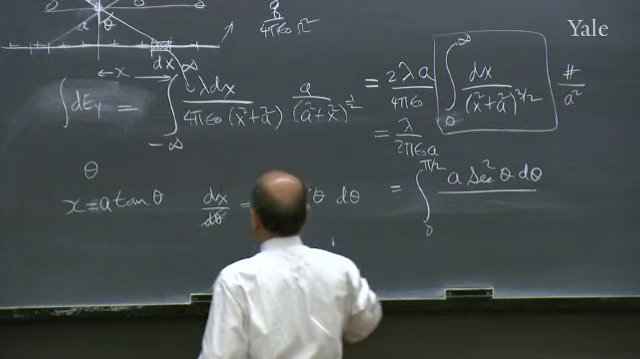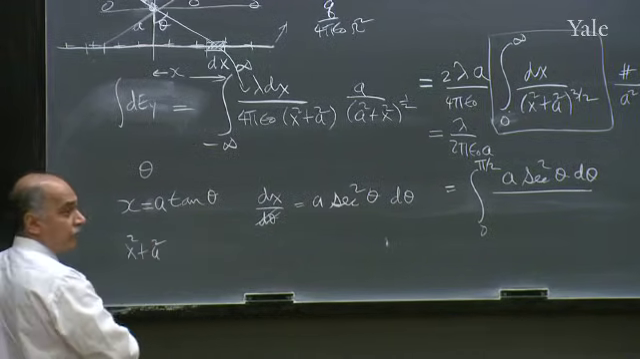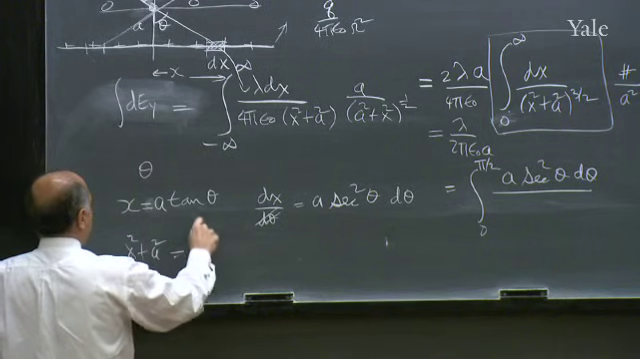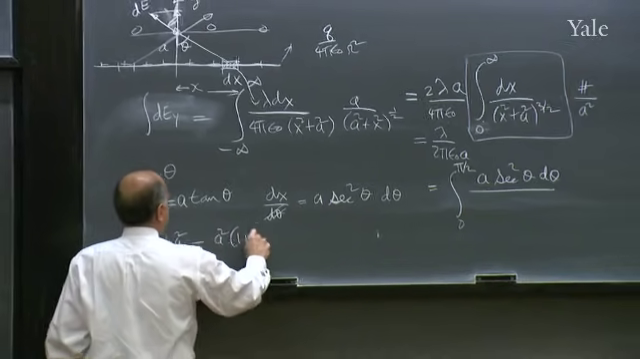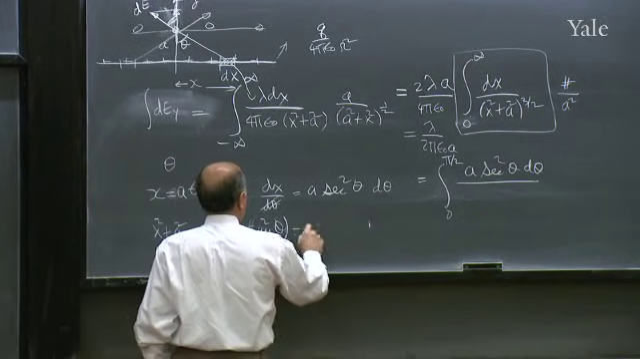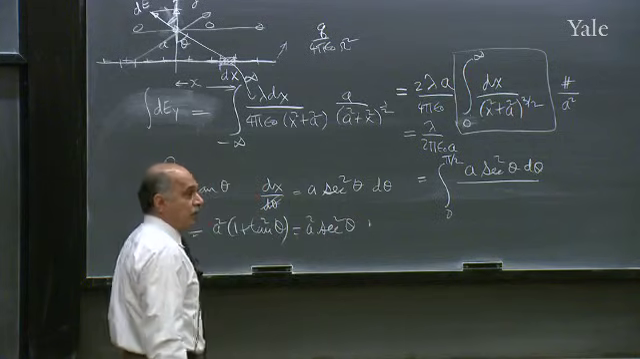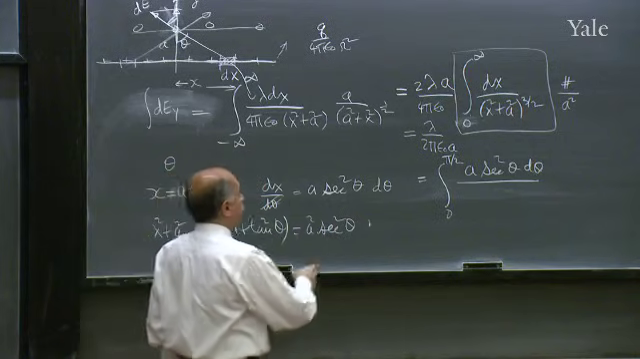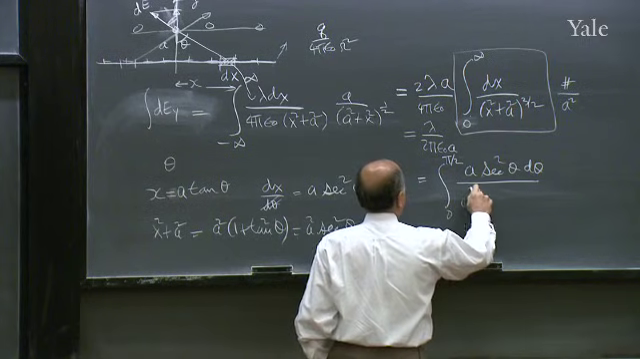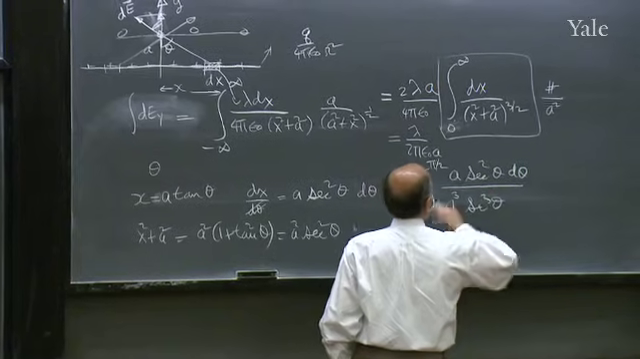Now let's look downstairs. Downstairs I've got x squared plus a squared. x itself is a tan theta, therefore it's a squared times 1 plus tan squared theta. 1 plus tan squared theta happens to be secant squared theta. That to the power 3 over 2, which is what I want, will give me an a cubed secant cubed theta.